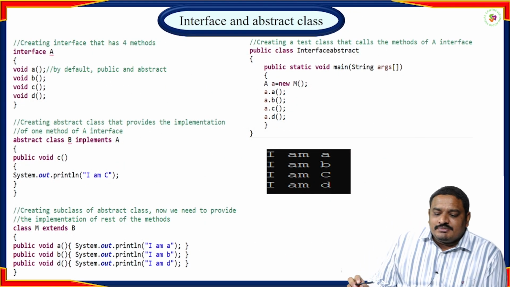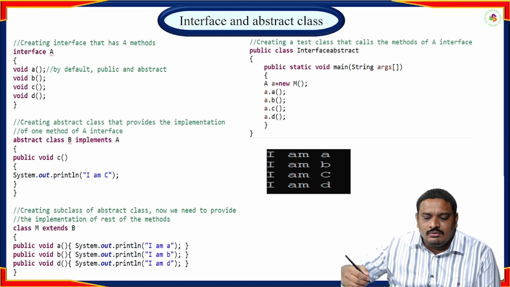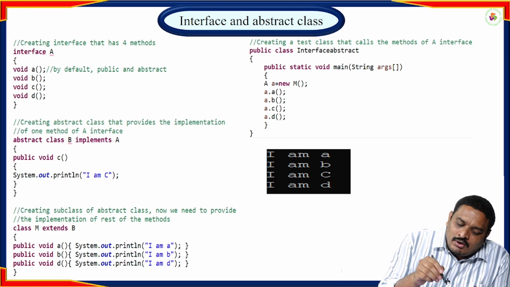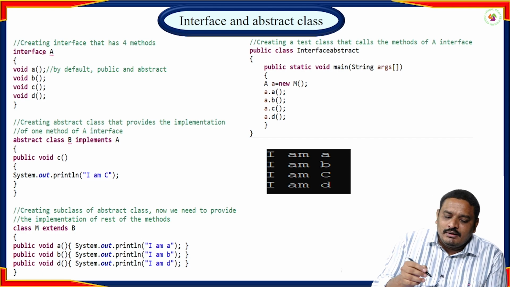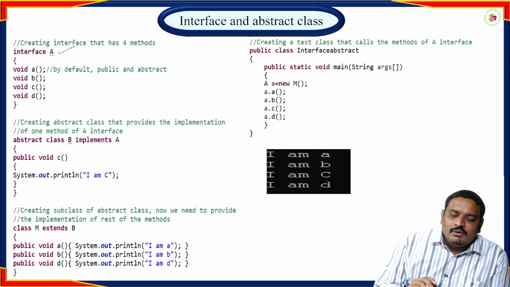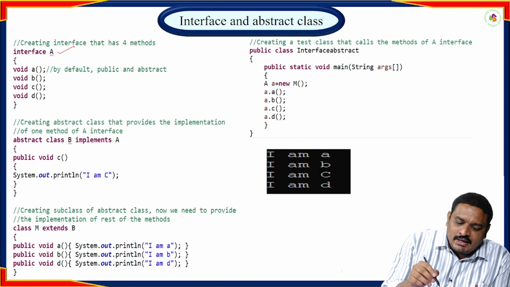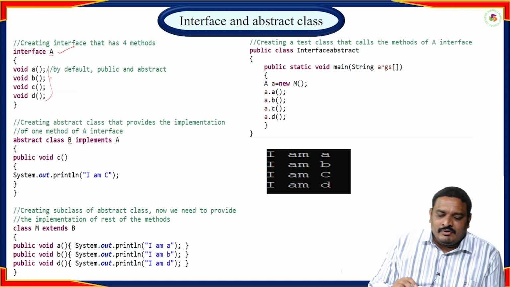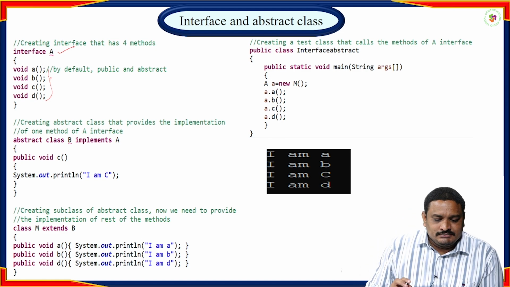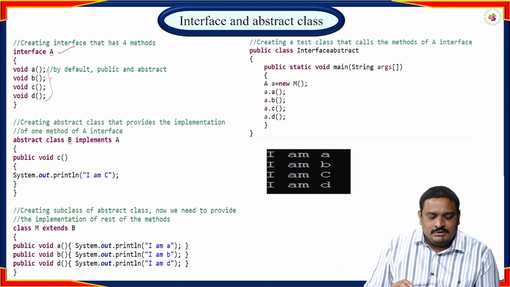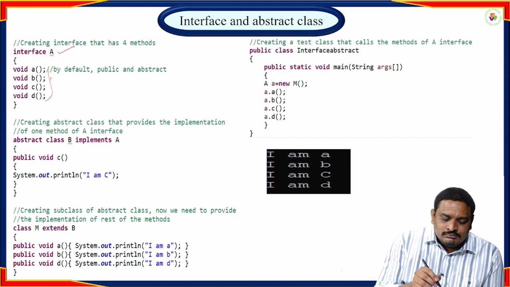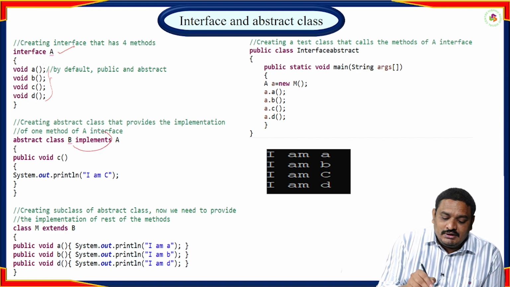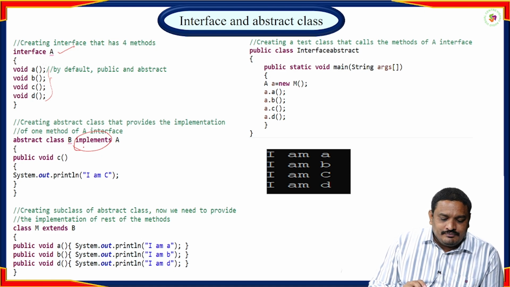See how to create an interface and how to create an abstract class. Normally an interface follows the interface name. This is the default, public and private methods. Now the abstract class can implement another class by using the implements keyword.